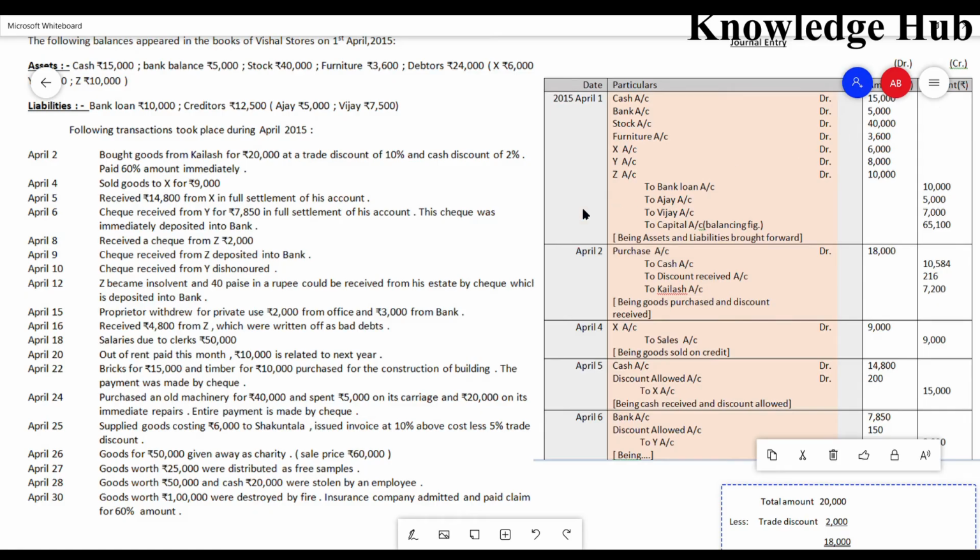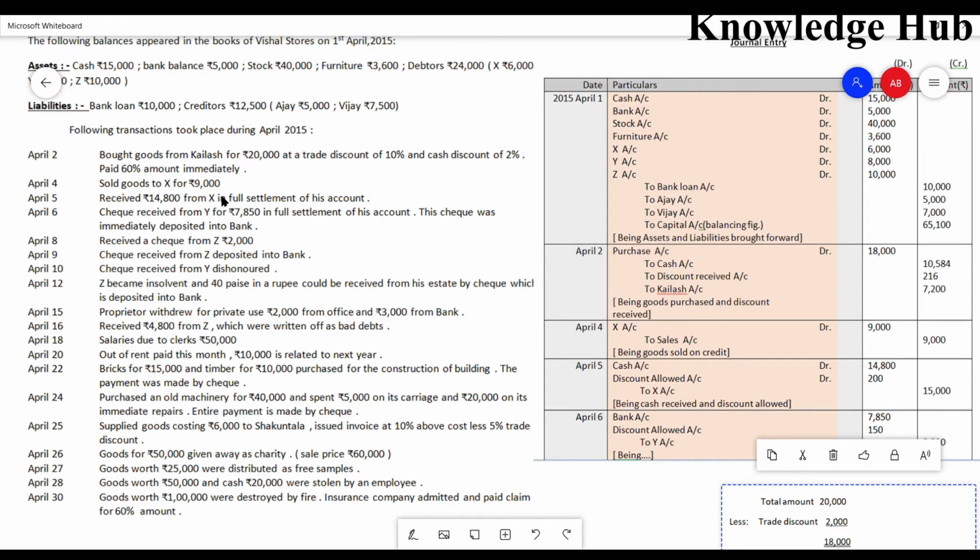Now, let us move into the next transaction, which reads: received 14,800 from X in full settlement of his account. So, from the first part, we understand that we have received an amount of rupees 14,800 in cash. Cash being an asset, when it comes in, it must be debited. So, I need to debit my cash account with 14,800. Now, the next part mentions that I have received 14,800 in full settlement of X's account.